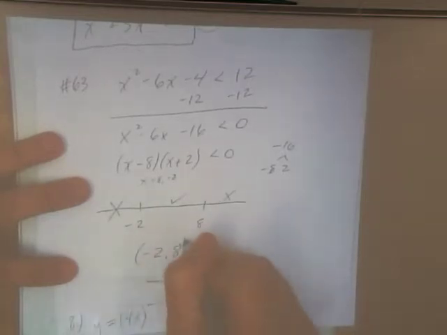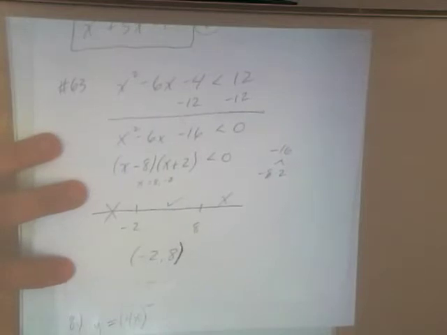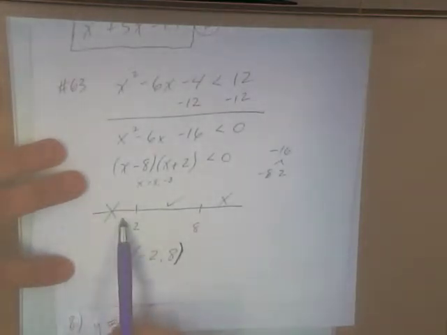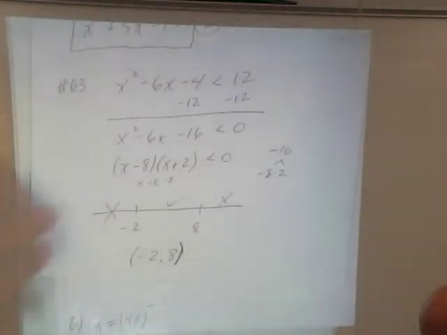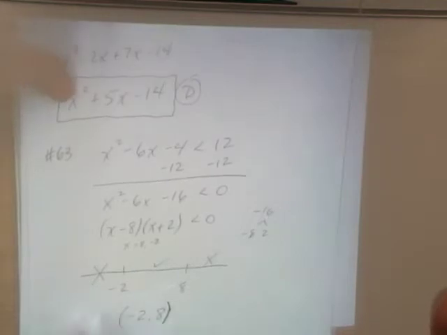So you get parentheses on both sides. How do you draw the union symbol, like if there were two intervals? The U, and then the other one? Yeah. So it would be negative infinity to -2, union 8 to infinity. I think that's the next problem actually. So 64.